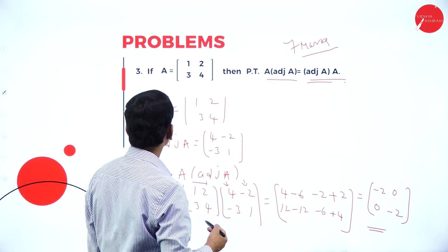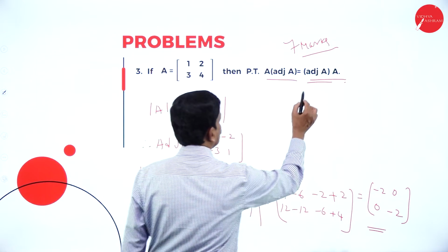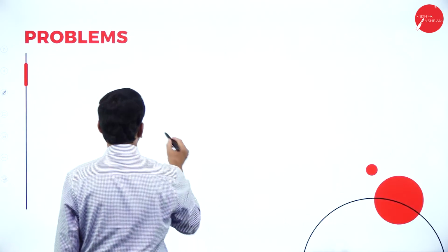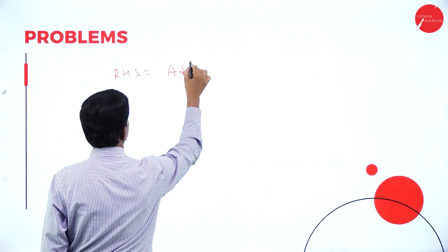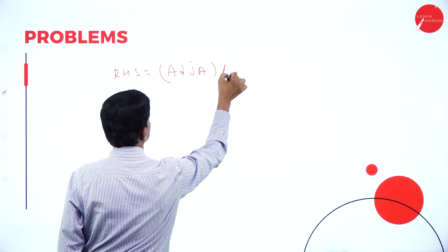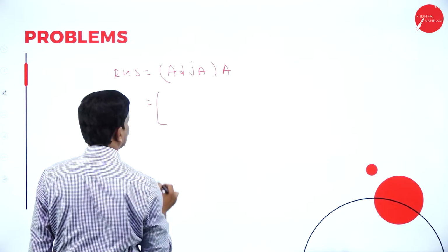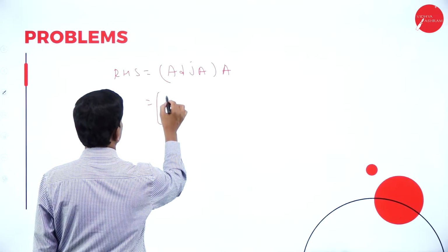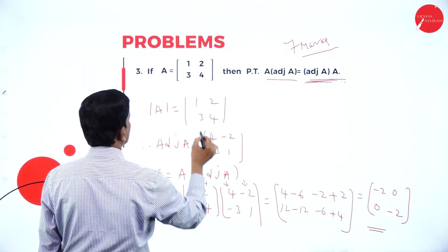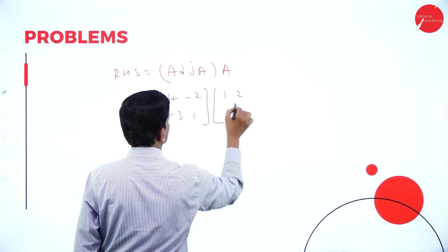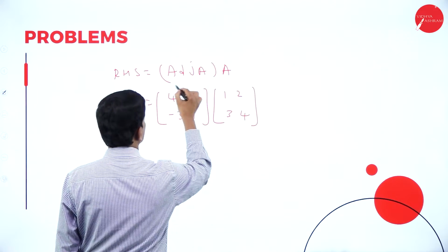Now on the other hand, find out the adjoint of A into A. Now, RHS. What is RHS? RHS is adjoint of A into matrix A. What is adjoint of A? Adjoint of A is 4, minus 2, minus 3, 1 into, what is matrix A? 1, 2, 3, 4.